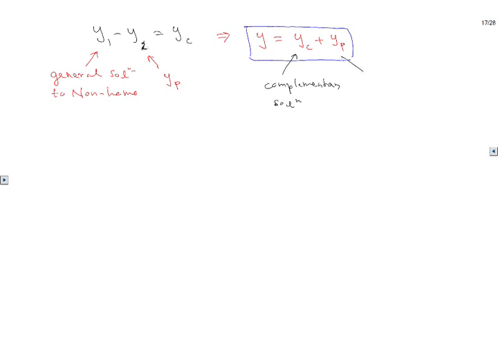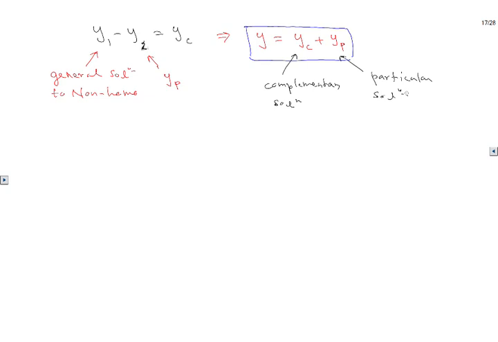And this is the particular solution. So now we already know how to find the complementary solution, or the general solution to the homogeneous equation. That we know. So the only thing that we don't know is how to find the particular solution. So that is the focus of this discussion now.